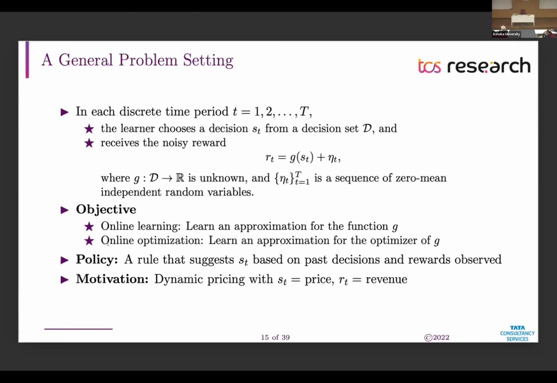Right? And you could have multiple objectives. You may want to learn an approximation for this function g, or you may want to go a little beyond and actually learn an approximation for the optimizer of g. And what we want to come up with is a policy or a rule that suggests what decision I should choose next based on decisions taken and the corresponding rewards observed in the past. And my motivation when we were working on this is the dynamic pricing example, where the decision is the price and the reward is the revenue.